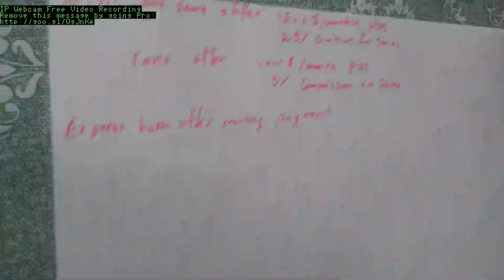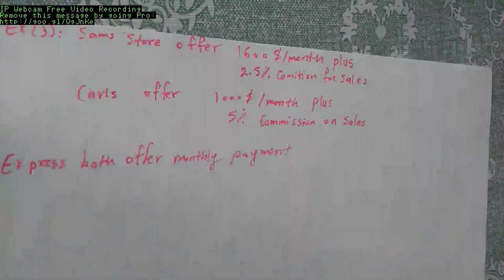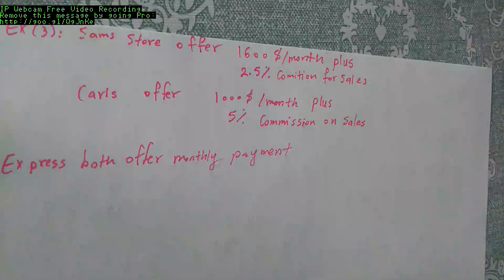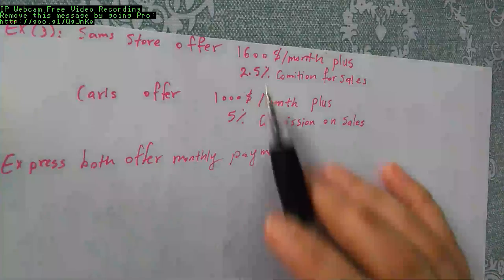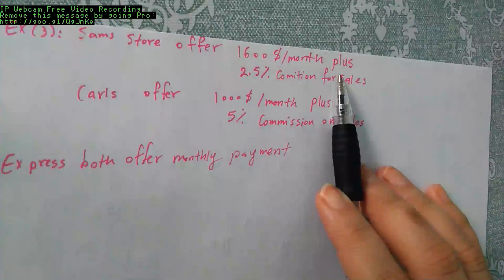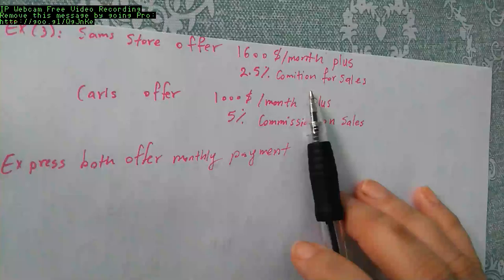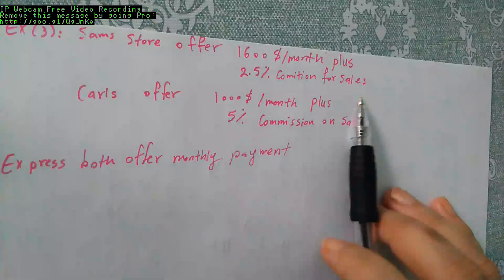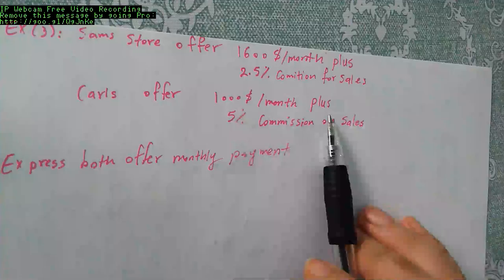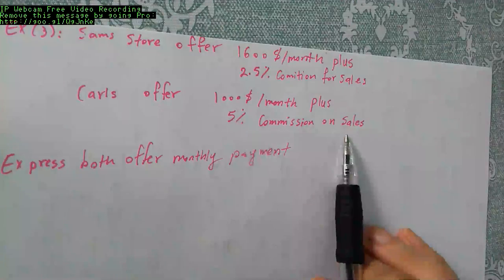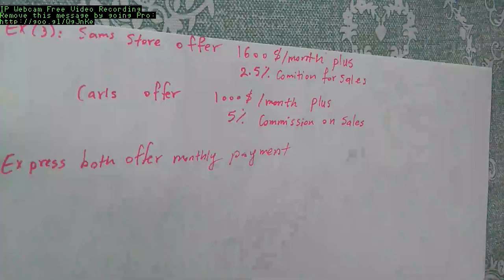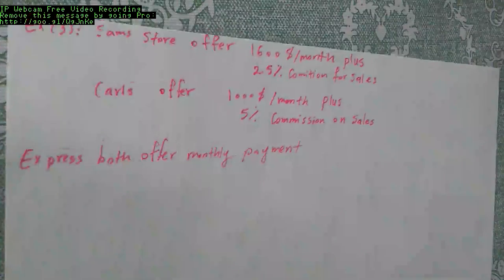So next question is example 3. Judy is considering 2 sales positions. Sam's store offers $1,600 monthly plus 2.5% commission for a sale. And the other store offered $1,000 monthly and 5% commission on a sale. You want to represent these two sales. Okay.